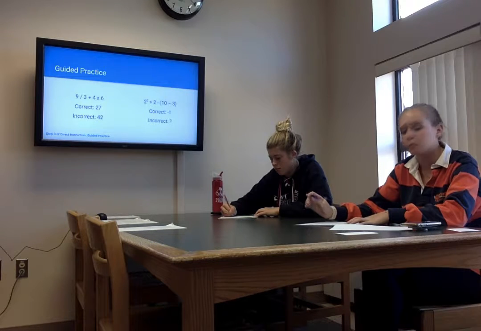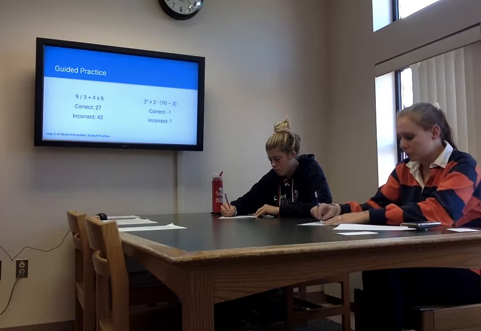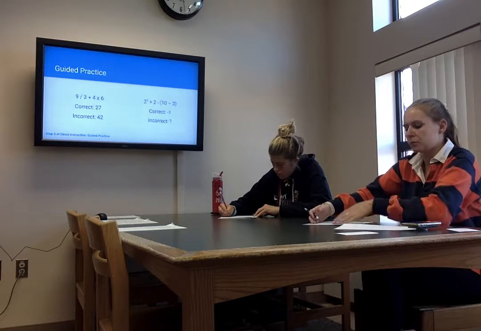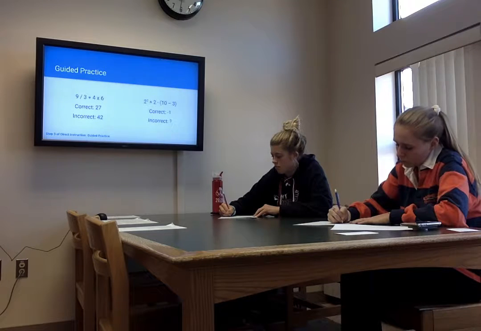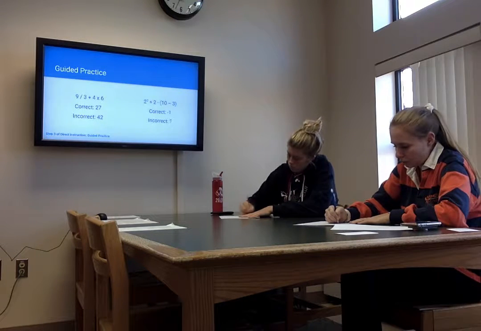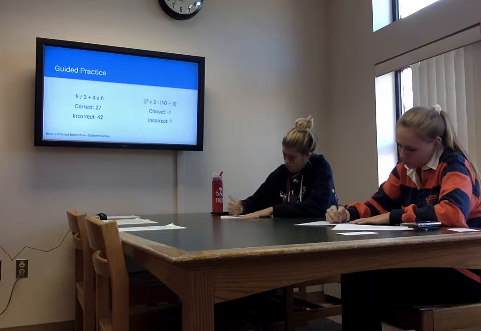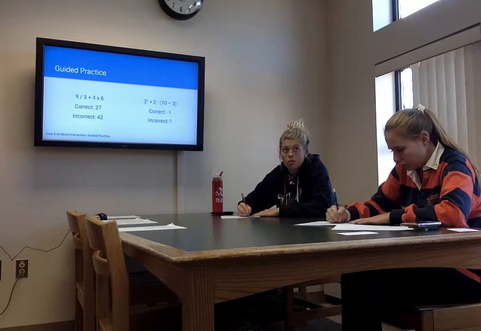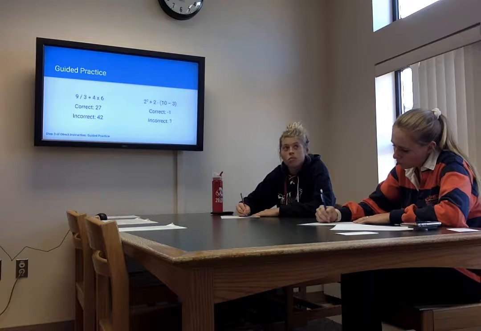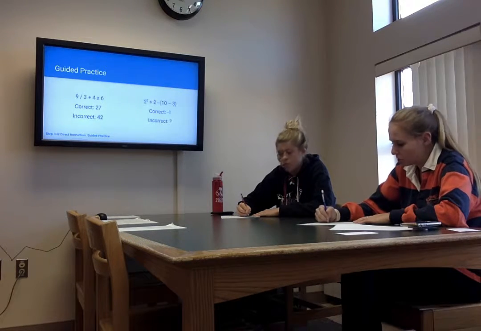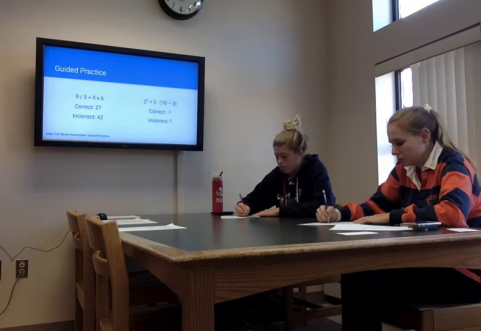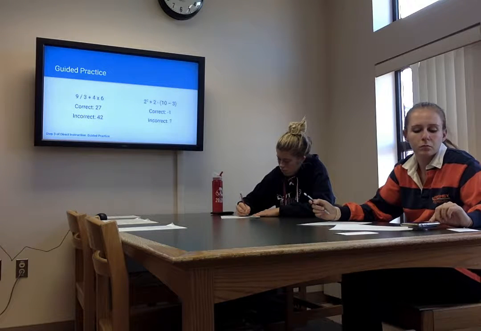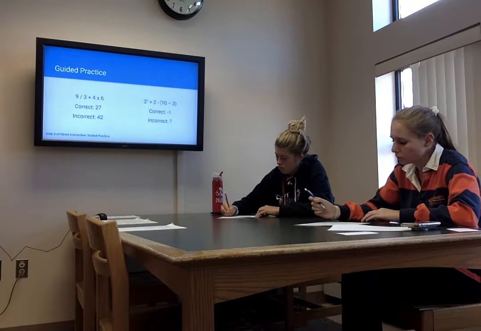So now if we do it the correct way, we would start with 9 divided by 3, which is 3. Bring down the plus 4 and the times 6. So instead of doing the addition, we would have to do the multiplication. So 6 times 4 is 24. And then you add the 3, which gets you 27. So here you can see that the steps truly do matter, because if we do them incorrectly, you get a much higher number than what the correct answer is.